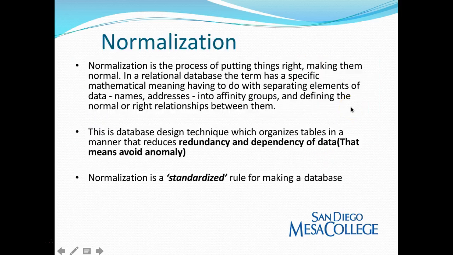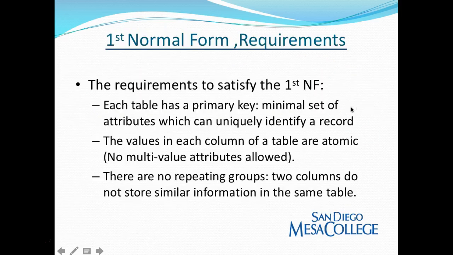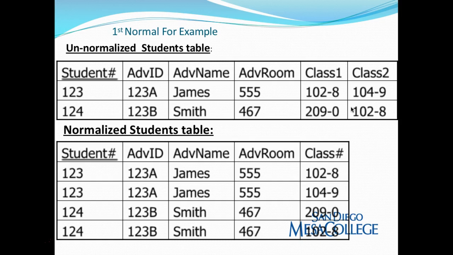So that is the first normal form, but let's take a look at an example. In an unnormalized students table, this is a perfect example. I have a student number, and you see it's a primary key here, and we have another ID, a name, room, class 1, and class 2. Well, what's not normalized here is the fact that when we have class 2 and class 1, those could be separate tables. So let's take a look at normalizing that. We make it a separate record.